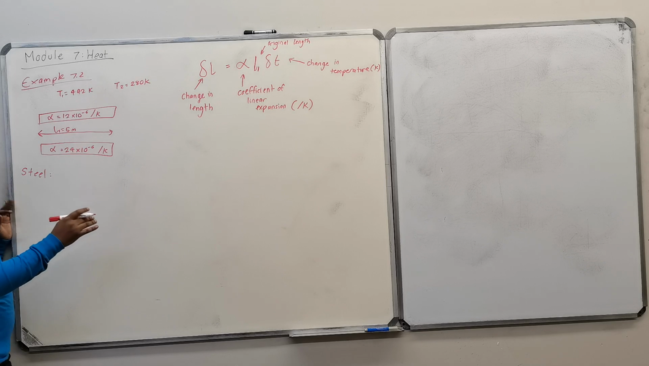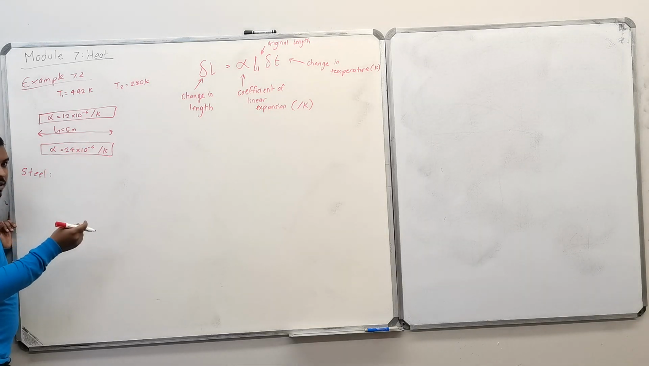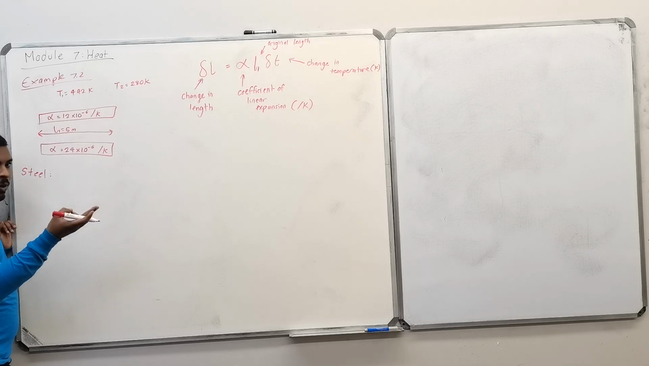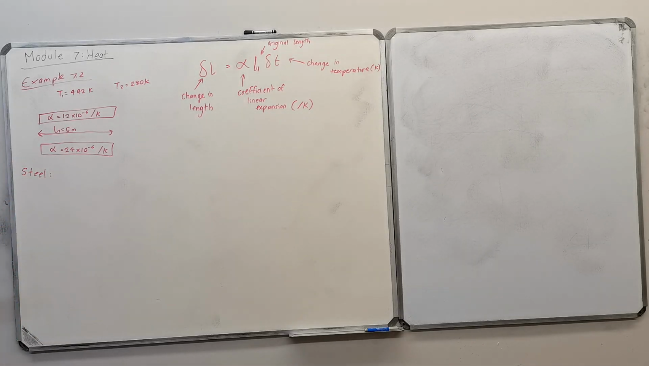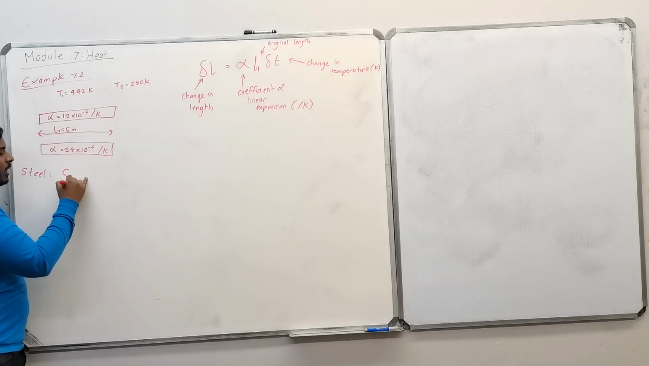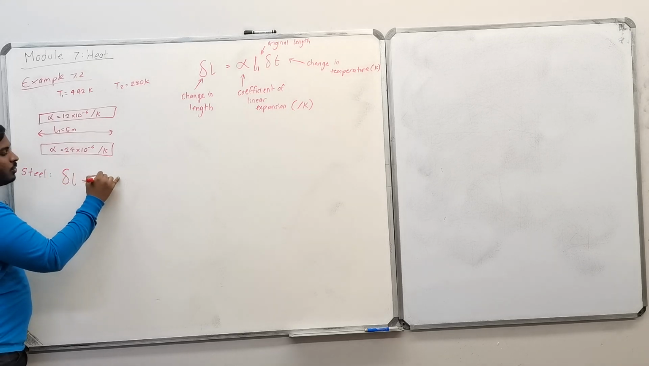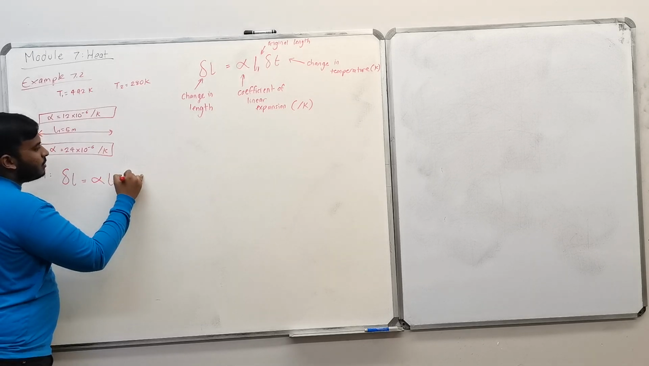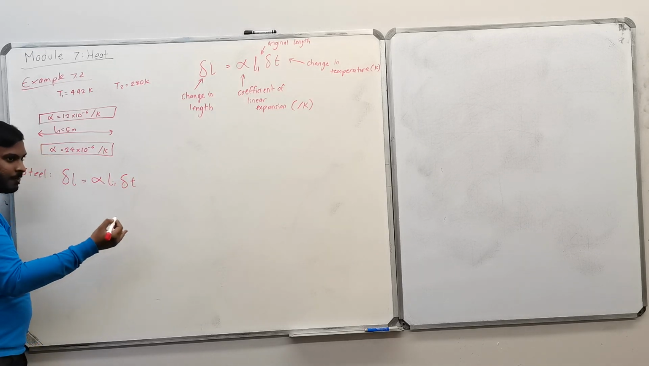Using that formula, we can work out the change in length, right, because we know the coefficient, we know L1, which is the original length, and we can work out the change in temperature. It will be T2 minus T1. Is it highest minus lowest? Well, you just take your higher temperature minus your lower, right? The change in temperature. So your formula is change in length is equal to coefficient times original length times change in temperature.